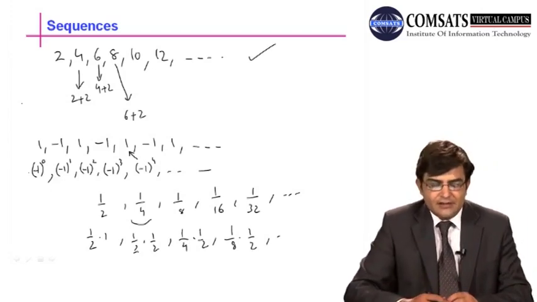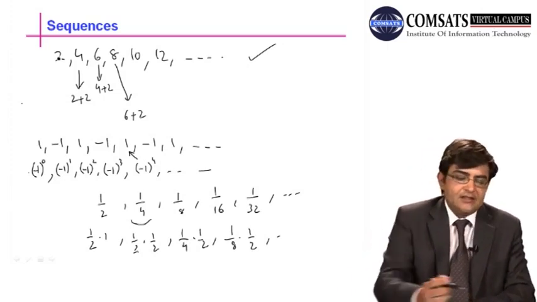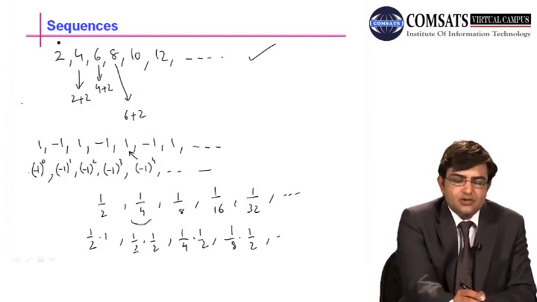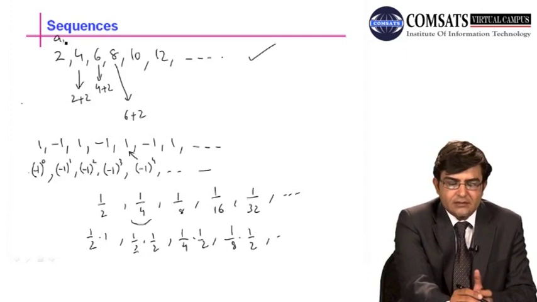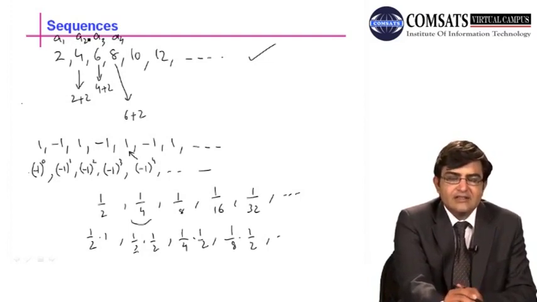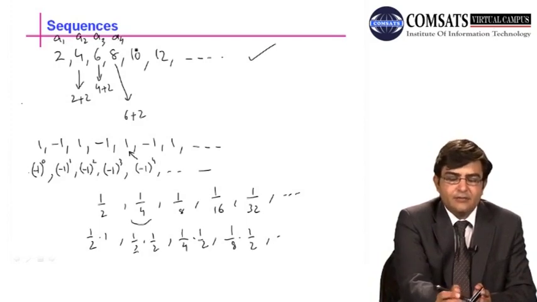Now we discuss some notations. Each term, for example, this is the first term, second, third, and so on. The first term of a sequence is usually denoted by A1 or A0, it depends, it starts with 0 or 1. The first term of a sequence is denoted by A1, the second by A2, third by A3, A4. These 1, 2, 3, 4 are subscripts, and we read it as A sub 1 or subscript 1, A sub 2, A sub 3, A sub 4, and so on.